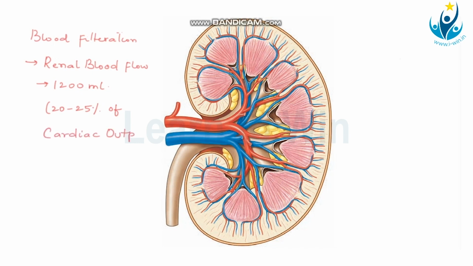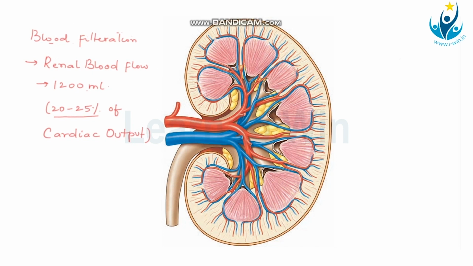Now, you know what is cardiac output. We have already discussed this in the body fluids and circulation chapter. Cardiac output is the total amount of blood that is coming out of the heart, right? In that, 20 to 25% amount of the blood enters into the kidneys for filtration. Okay, and the filtered blood has to be taken away from the kidneys.